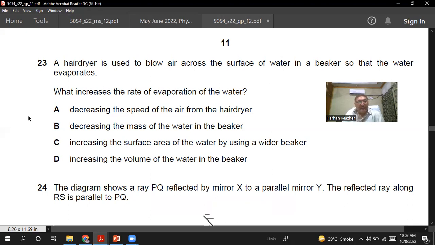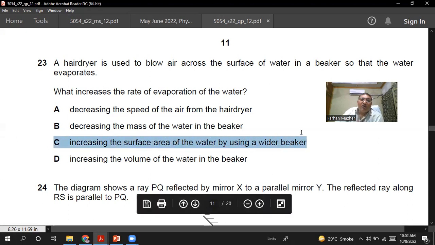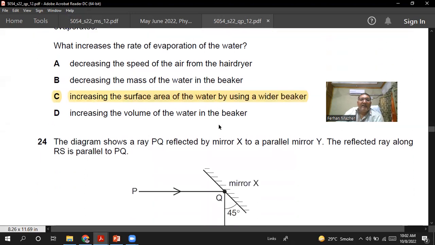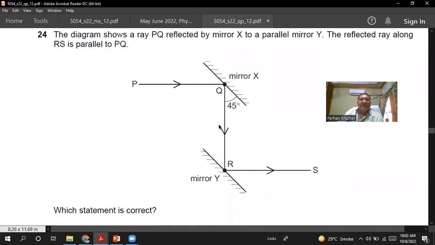So they say decreasing the speed of the air from the hair dryer, that's wrong. Decreasing the mass of the water in the beaker, on mass, it does not depend. Increasing the surface area of the water by using a wider beaker, that is true. If you increase the surface area, the rate of evaporation will increase. And D is increasing the volume of water in the beaker. On volume, the rate of evaporation does not depend. So I think that C is the best option. Question number 23, C is the right option. Okay, so we are going to the next question.